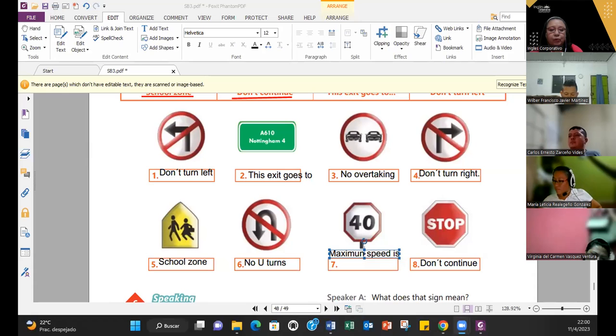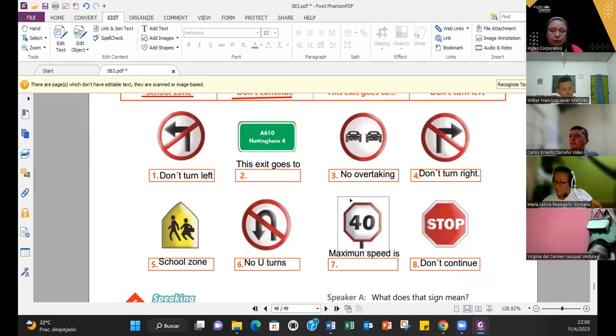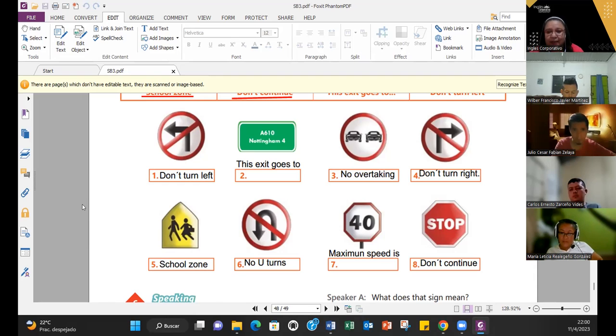What do you think, class? Number one, don't turn left. Number two, this exit goes to. Number three, no overtaking. Number four, don't turn right. Five, school zone. Number six, no U-turns. Seven, maximum speed is. And don't continue. Do you agree, partially agree, or disagree? Correct. It is absolutely correct. Very well. Congratulations. Thank you for sharing, Carlos.